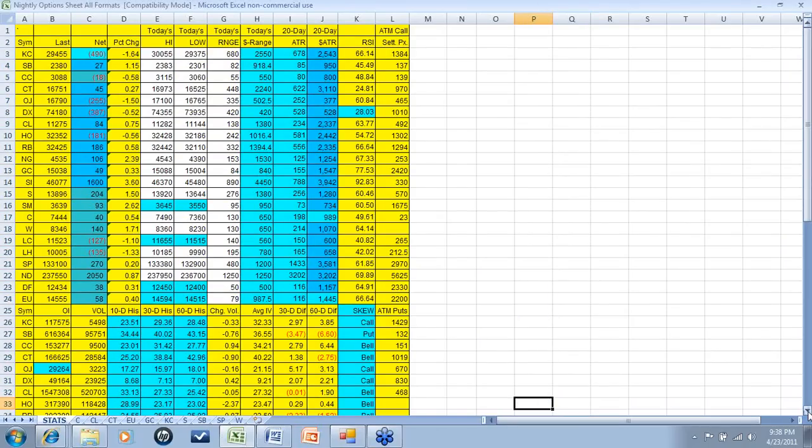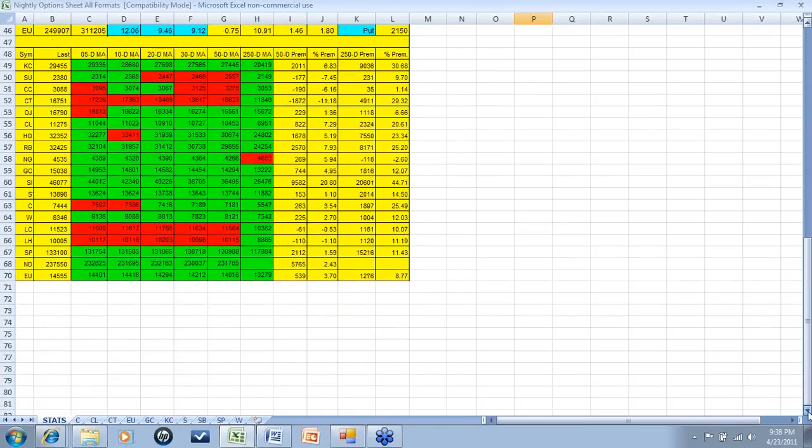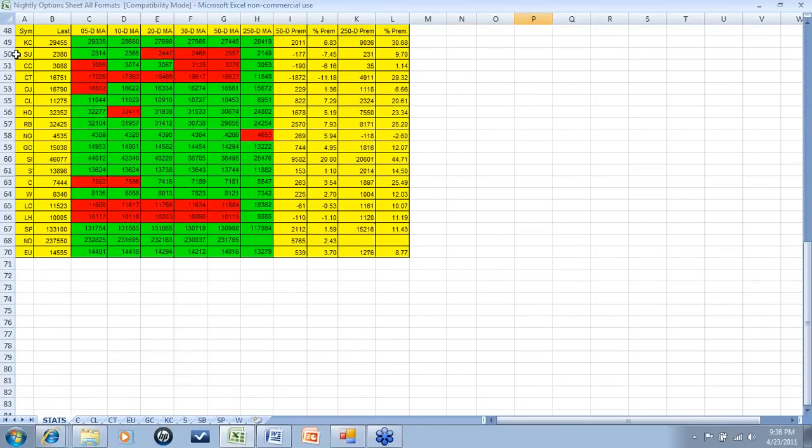The last bit of information provides information about the moving averages of each commodity. For example, we have coffee, which gives you the last price, and then it starts to give you the 5, 10, 20, 30-day, 50-day, and 250-day moving averages. If the box is green, it means that the current price is over the moving average of that duration. So in coffee's case, it's above all those moving averages. In cotton's case, it's below the moving average for all those numbers except for the 250-day.